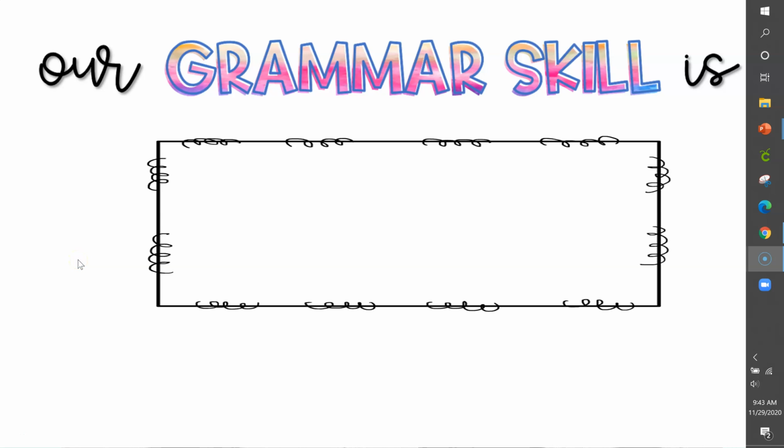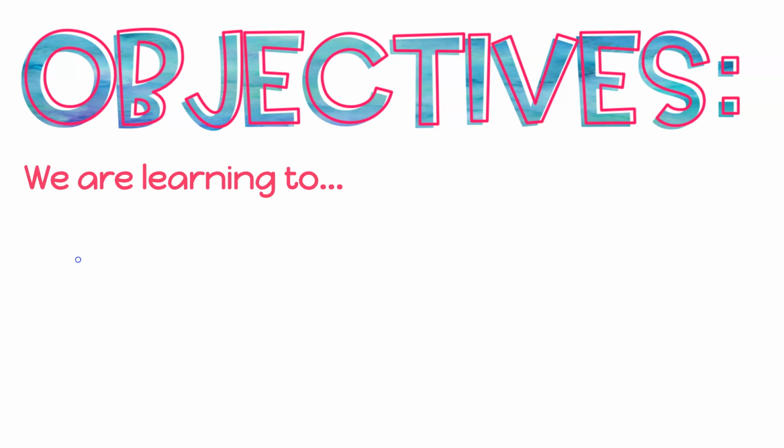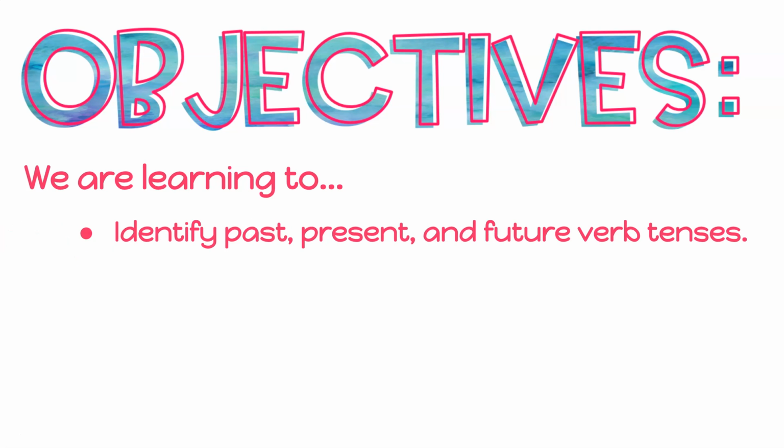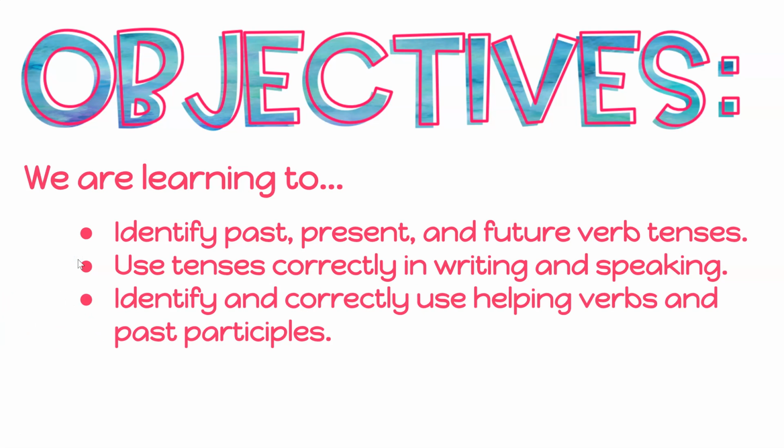Okay, boys and girls, it is time to continue with our grammar skill of verb tenses. Let's review our objectives for the week. We are learning to identify past, present, and future verb tenses, use tenses correctly in writing and speaking, and identify and correctly use helping verbs and past participles.